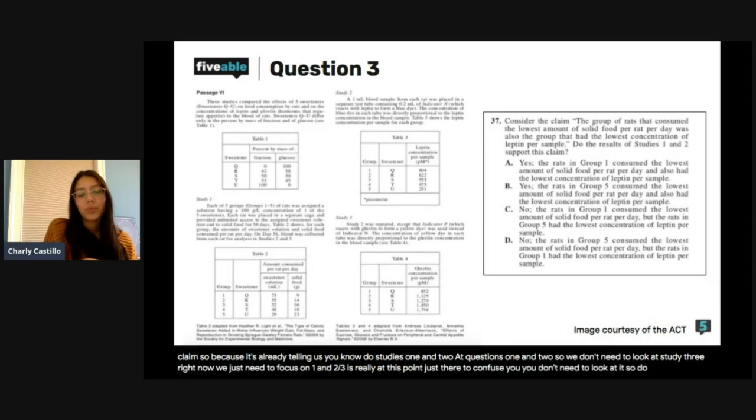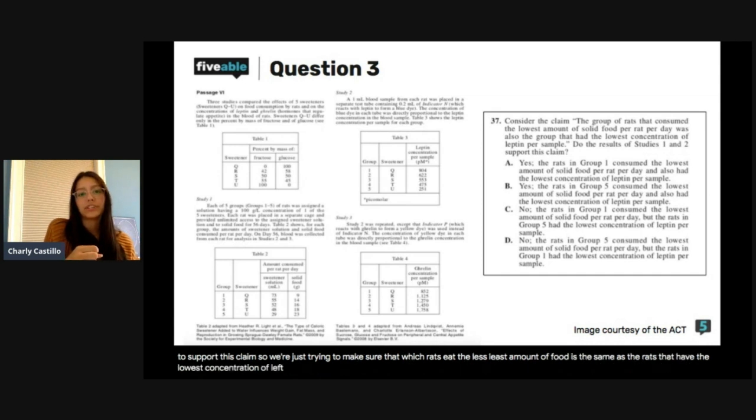So do studies 1 and 2 support this claim? We're just trying to make sure that the rats that eat the least amount of food are the same as the rats that have the lowest concentration of leptin per sample. And this is just really your ability to read graphs and look at the numbers and compare.